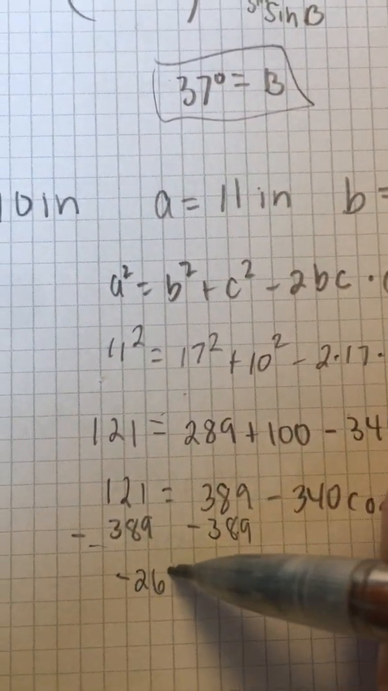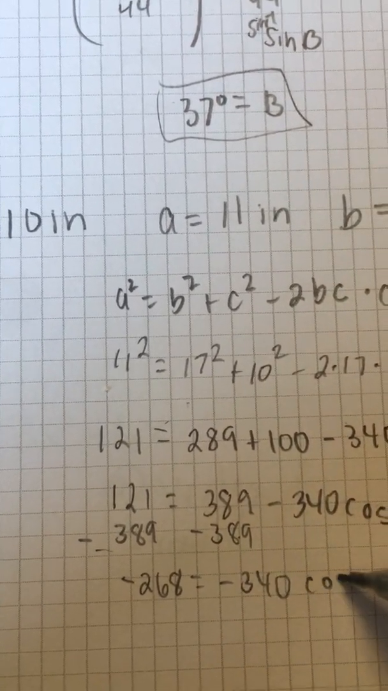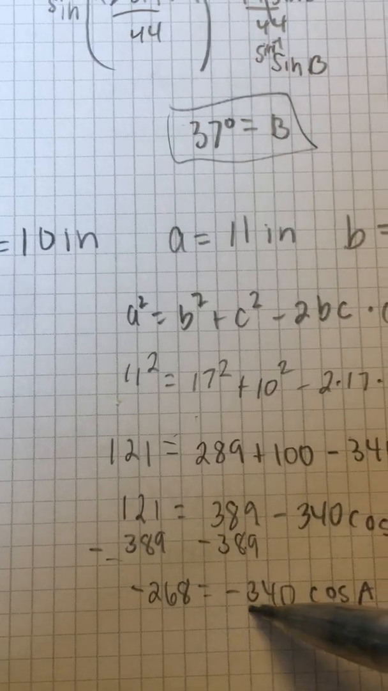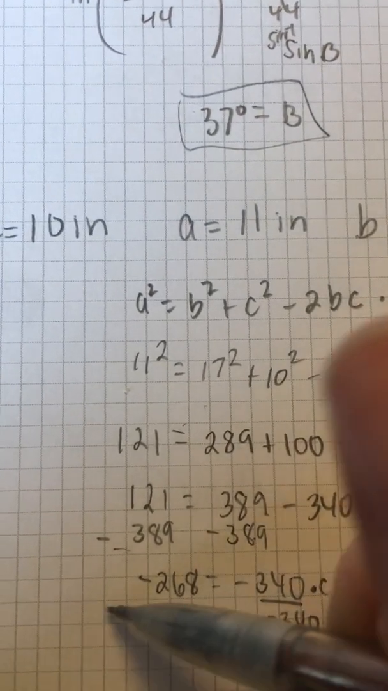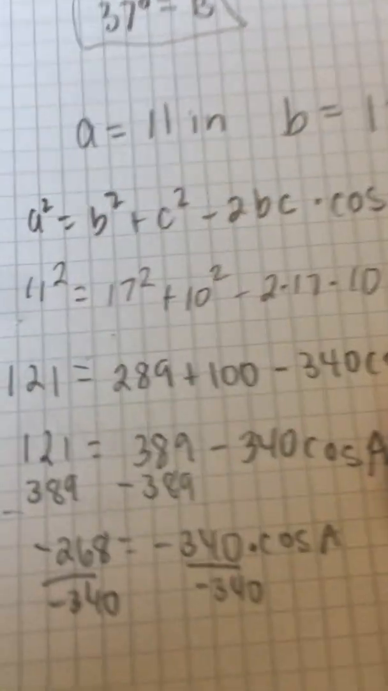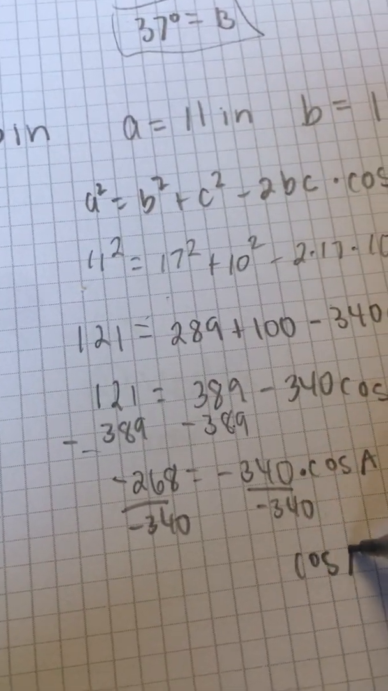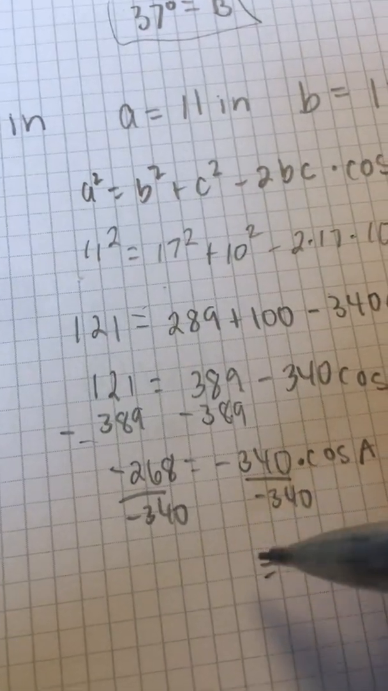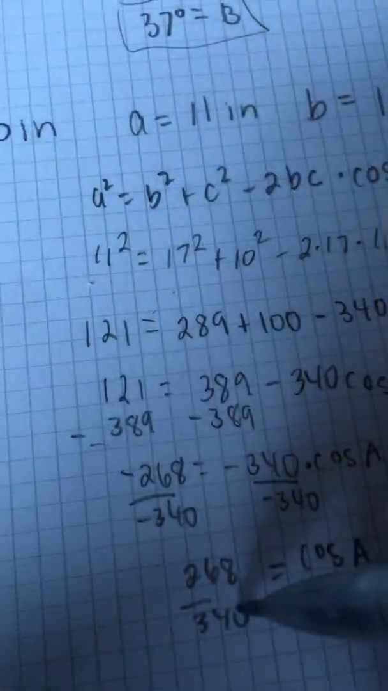Negative 268 equals negative 340 cosine A, and then I'm going to divide by the negative 340 because these are being multiplied. A negative divided by a negative becomes a positive. And so I get cosine of angle A equals, I'm just going to leave it as 268 over 340, although I know that can be reduced.